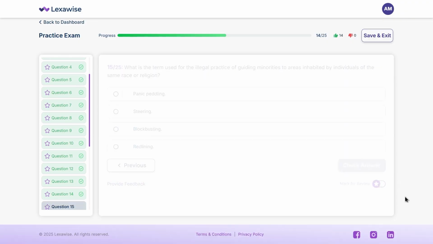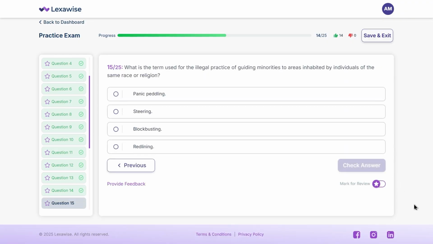Next, what is the term used for the illegal practice of guiding minorities to areas inhabited by individuals of the same race or religion? A. Panic peddling. B. Steering. C. Blockbusting. D. Redlining. Think about it.